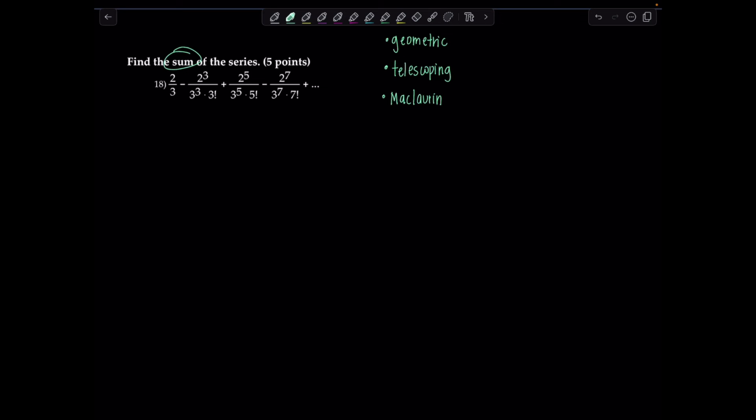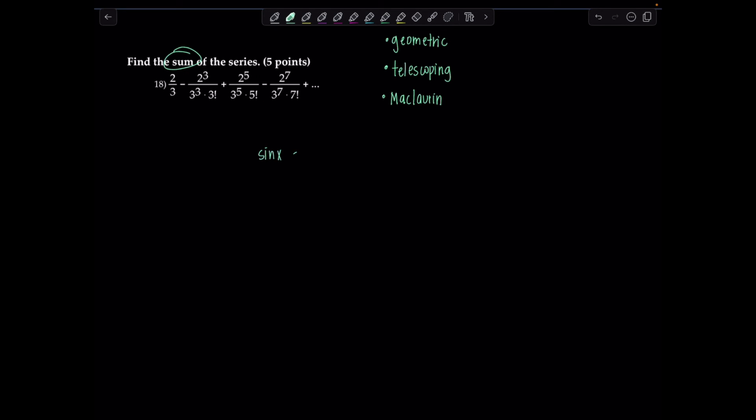Well, this is not geometric. It doesn't look telescoping to me. I wonder if it's a Maclaurin series. Why, yes, it is. Notice, odd, odd, odd, right? Odd powers, odd factorials, alternating. We just looked at this Maclaurin series.